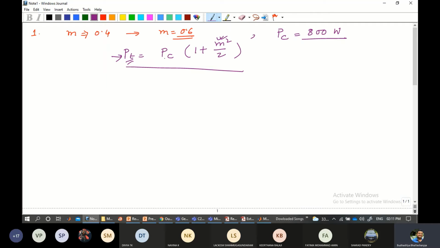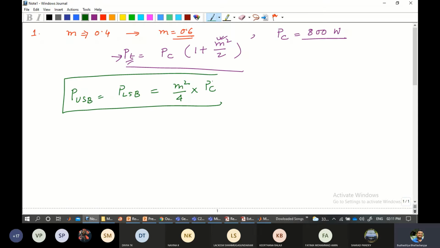So this equation is actually not justifying. There must be some other way around, or something given in the question, which is the beauty of this question. The other portion is okay: when calculating the USB and LSB, both have the same power, which is m square by 4 into Pc. If you remember, this was the formula we referred to, even in the last class when I was summarizing the concepts. Please make a specific note of this formula, because the formulas are very easy and the questions are also very easy. Just substitute and get the answer.